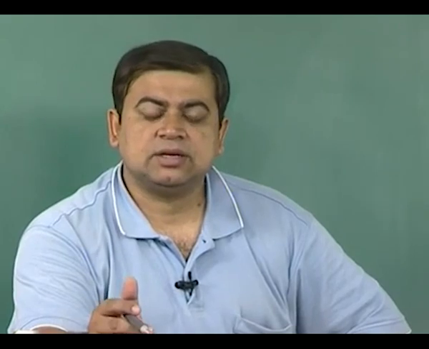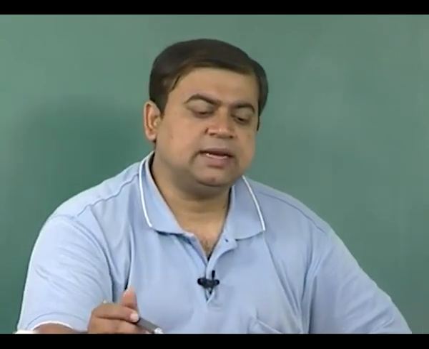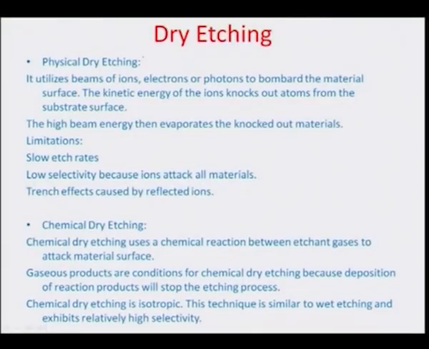So, that is what the dry etching processes are. If you look at the different dry etching processes, you have physical dry etching as number one, which utilizes just beams of ions, electrons or photons. What we mean by that is that essentially these beams are high energy beams which would deliver energy and bombard their own constituents like ions or electrons or photons onto the surface, and that would result in the damage of the material surface.